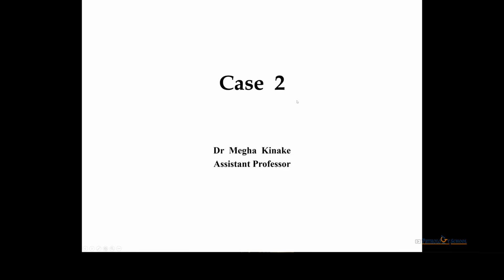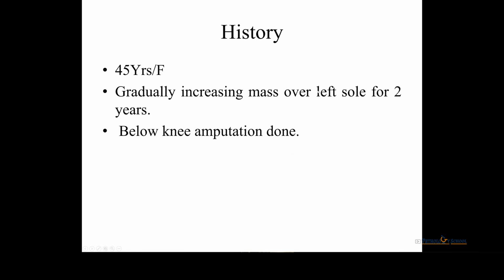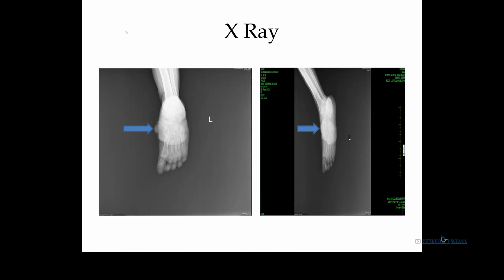Good afternoon, everyone. I am going to present case number 2. History provided was of a 45-year-old female. She visited surgery OPD with a gradually increasing mass over the left sole for 2 years. She underwent punch biopsy, eventually followed by below-knee amputation for complete histological assessment.